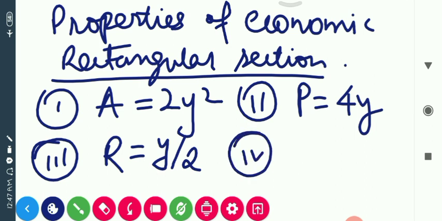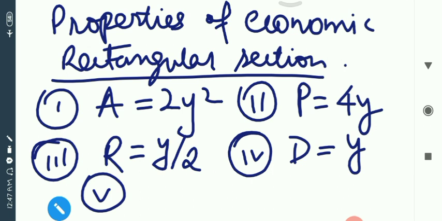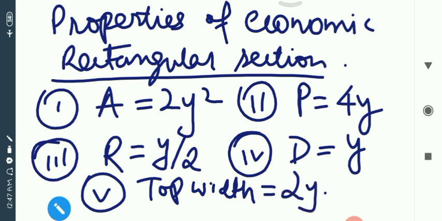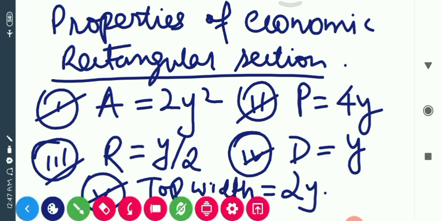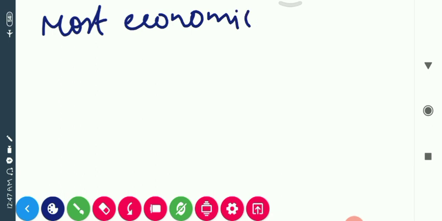and hydraulic depth should be y. And the last point is top width equal to 2 times y. Okay, so these are the conditions for a rectangular section channel to be most economical. Okay, let's move forward and deal with the most economical trapezoidal section.